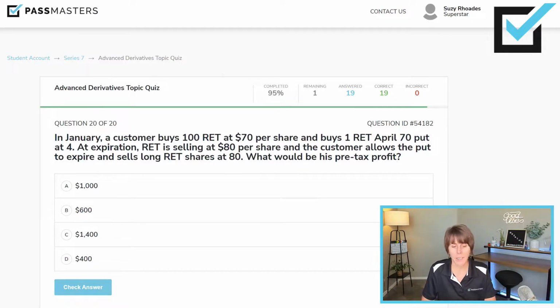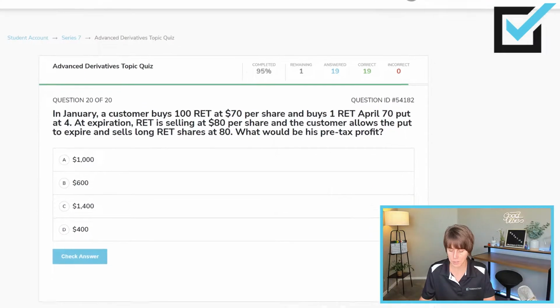In January, a customer buys 100 RET at $70 per share and buys 1 RET April 70 put at 4. At expiration, RET is selling at $80 per share, and the customer allows the put to expire and sells the long RET shares at $80. What would be his pre-tax profit? So I'm going to make a T-chart.